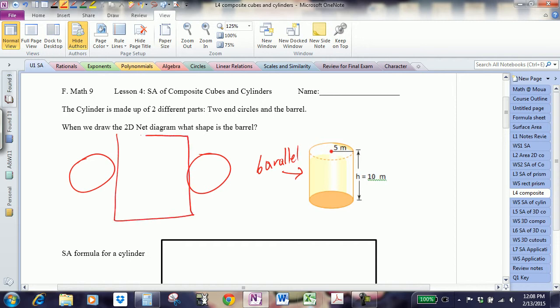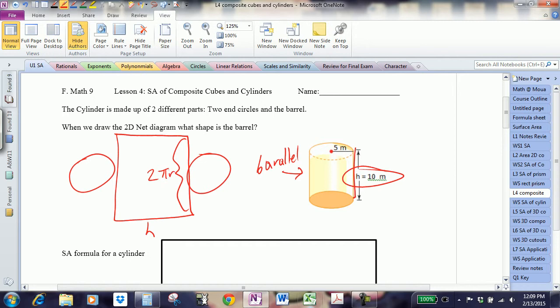Absolutely. It's a rectangle. Now, what is this measurement right here? From one circle to the other circle, what is it? Dude, I circled it. What is it? The height. And what's the other one? Josh! Bingo! Circumference, 2 pi r.